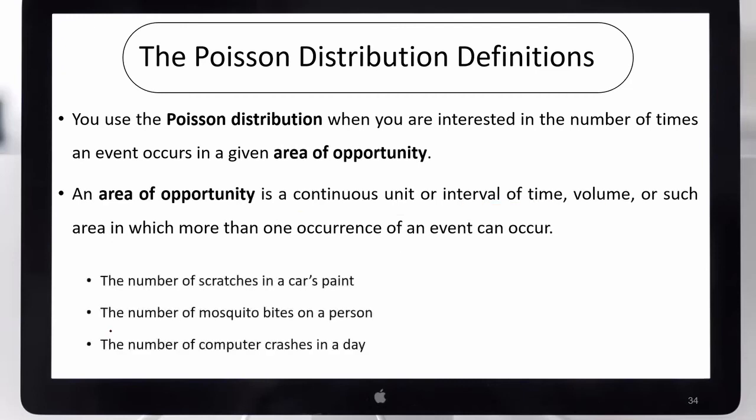For example, you can have a look at the number of scratches in a car's paint. So the car's paint, you can consider a certain area of the car, and you're considering the number of scratches. Then if you take the number of mosquito bites on a person, so you can consider, say, a particular body area, say the arm, and the number of mosquito bites on that particular area in the arm. And then another example, the number of computer crashes in a day. So the area of opportunity here is time. So in a particular day, the number of computer crashes.